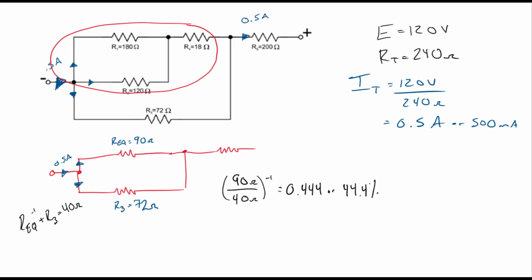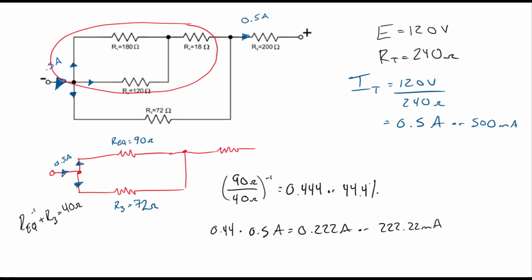So now all I have to do is take my 0.444 or 44% and multiply it by my current to know how much current is actually going to flow in that direction. So 44% or 0.444 times 0.5 amps is 0.222 and a whole bunch of repeating decimals amps, or 222.222 repeating milliamps.